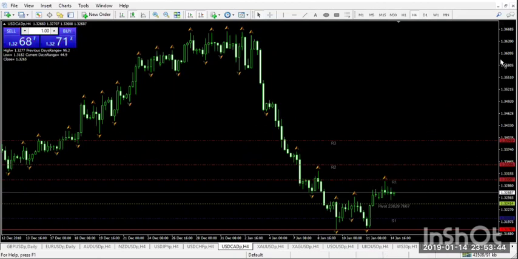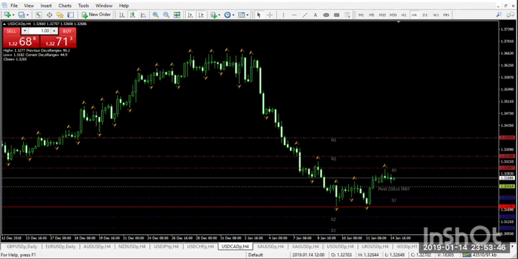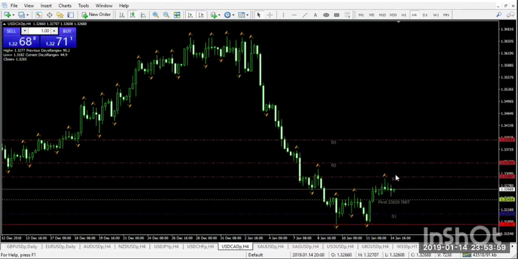And keep an eye on the market with this tool tonight to see if it's going to get updated or not. I'm using this tool for 10 years, so I guarantee it. I know that if my R1 is broken, I can buy.